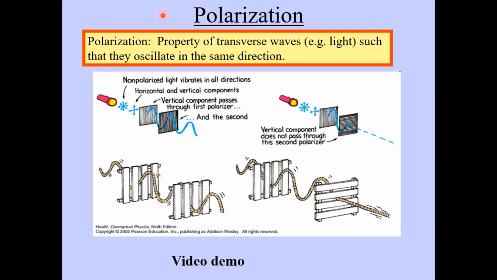Our last topic here on the properties of light is another fascinating one. It's called polarization. Polarization is the property of transverse waves, such as light, such that they oscillate or vibrate in the same direction. And there's a nice analogy to this thinking about wiggling a rope with a picket fence. If the pickets are vertical, as shown here, the rope can wiggle up and down, but it can't wiggle back and forth because the waves basically hit the fence and are blocked by it.